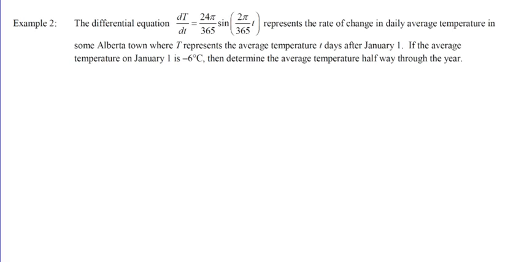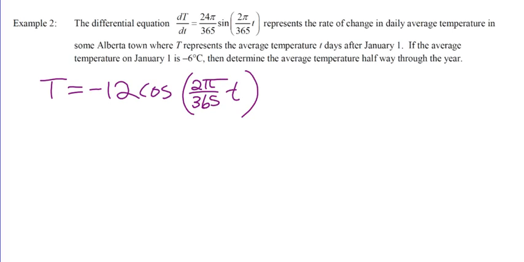Okay, so one step at a time. We're going to need to get an expression for temperature, right? So what is temperature? Oh, we already did this one, right? Negative 12 cos 2 pi over 365 times t. All that says is that it's horizontally stretched by a factor of 365 over 2 pi, plus c, right? Because we're given information on January 1st when t is going to be 1. Days after. Oh, days after.